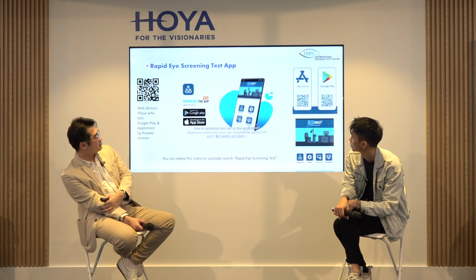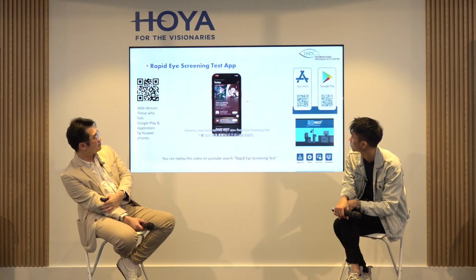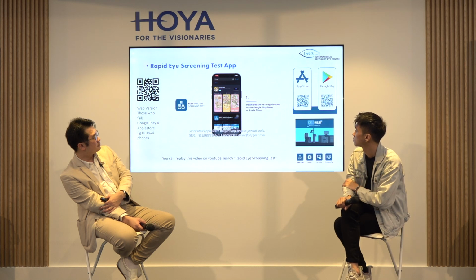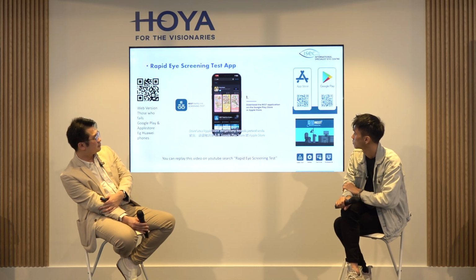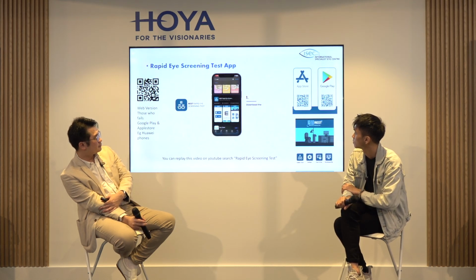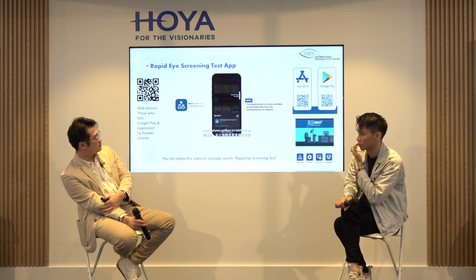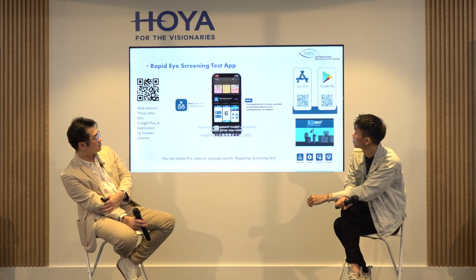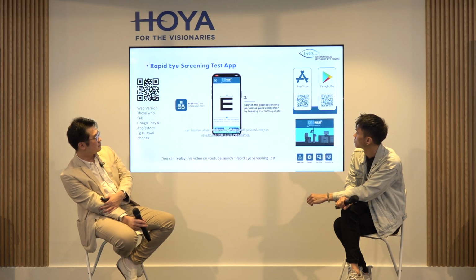How to download and set up the application. Firstly, download the RES or Rapid Eye Screening Test application on the Google Play Store or Apple Store, depending on your device. Take note that the application is more suitable to be used on portable devices like smartphones or tablets. Launch the application and perform a quick calibration by tapping on the Setting tab. Then use the slider to ensure that the letter E on screen has a length of 4 centimeters using a ruler.